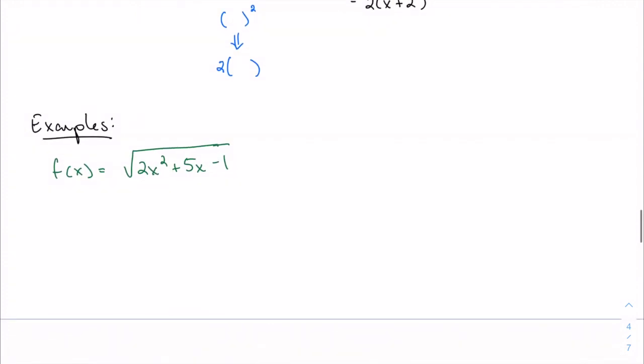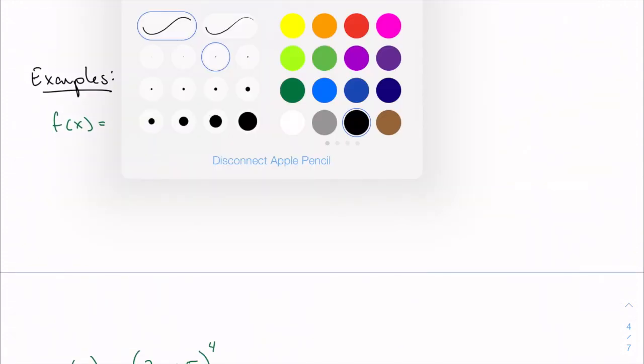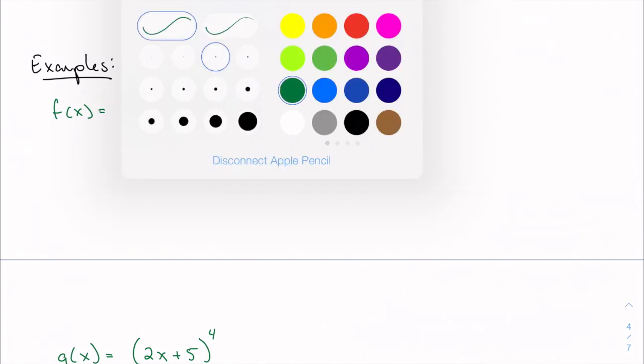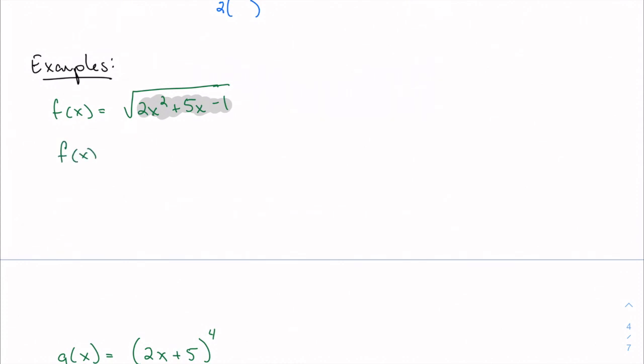Let's try some examples. So here we are with the square root of 2x squared plus 5x minus 1. We have a function within a function, right? I've got this polynomial function inside my square root. We don't have a square root rule, but we do have a power rule, and we do have a way to rewrite this as a power. So let's start by doing that. Always start by rewriting as a power if you can. Square root is the same as a power to the 1/2.